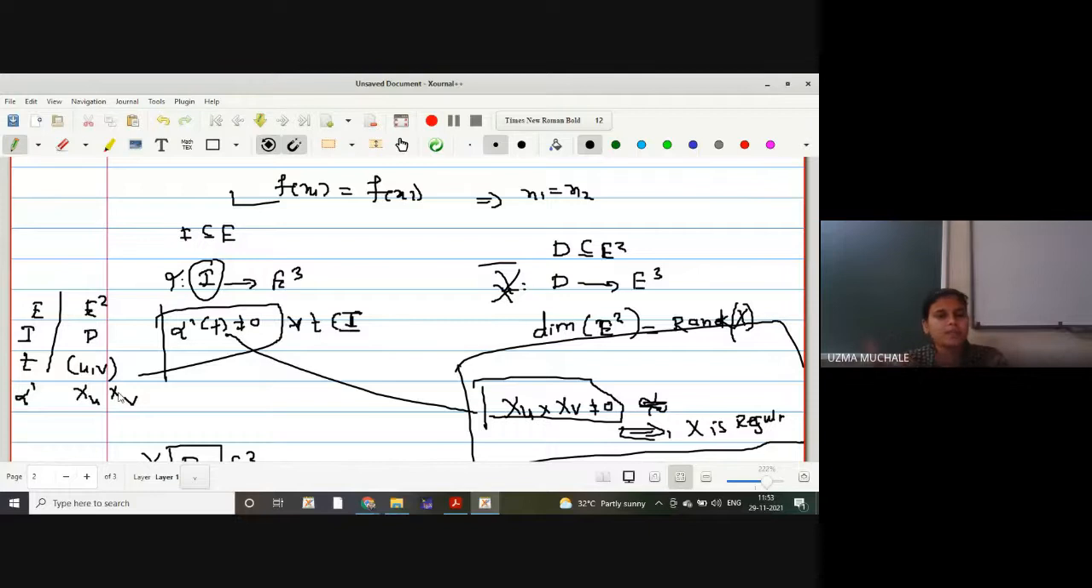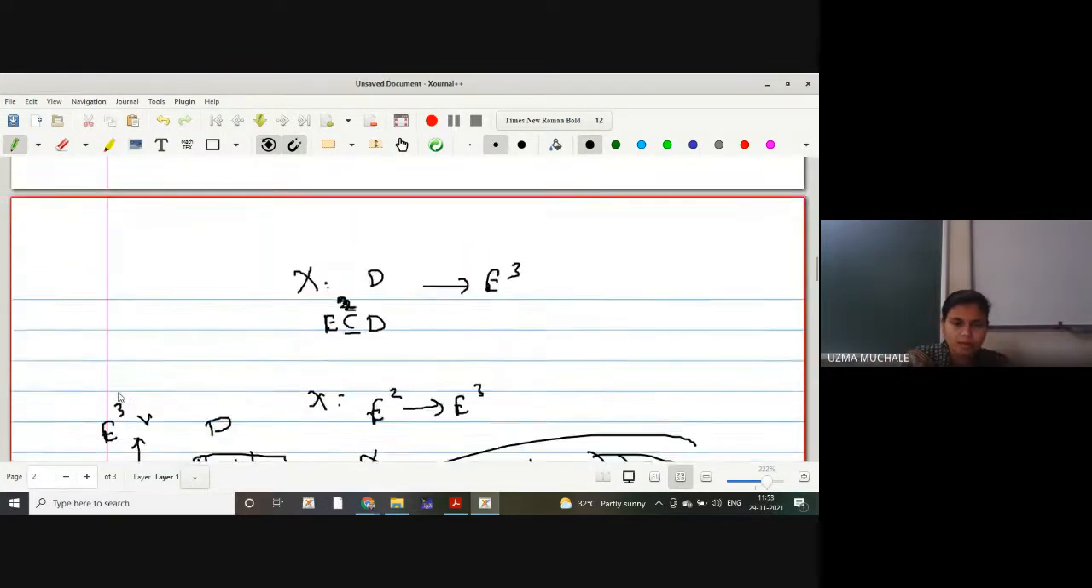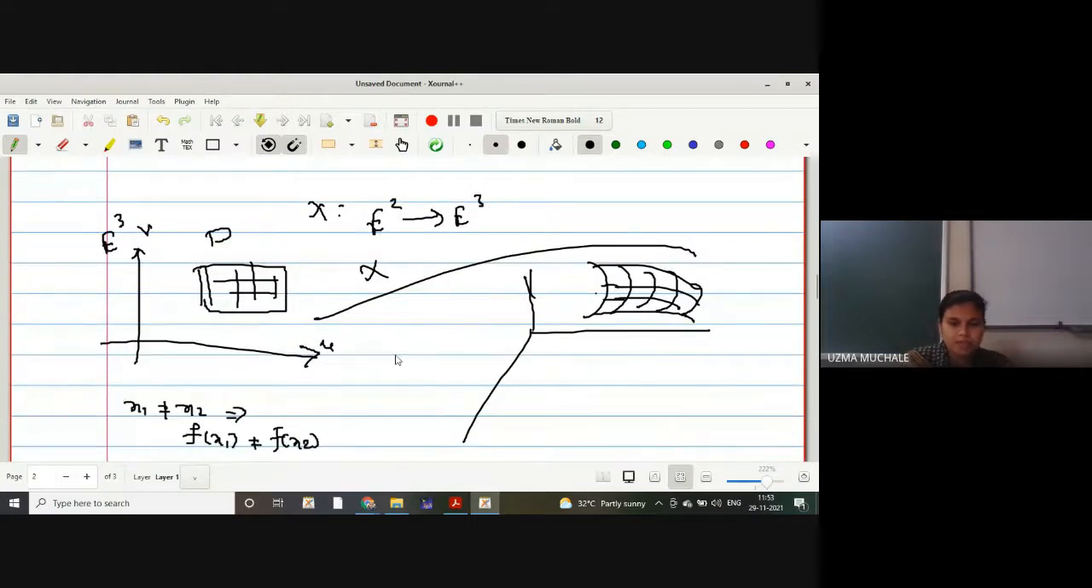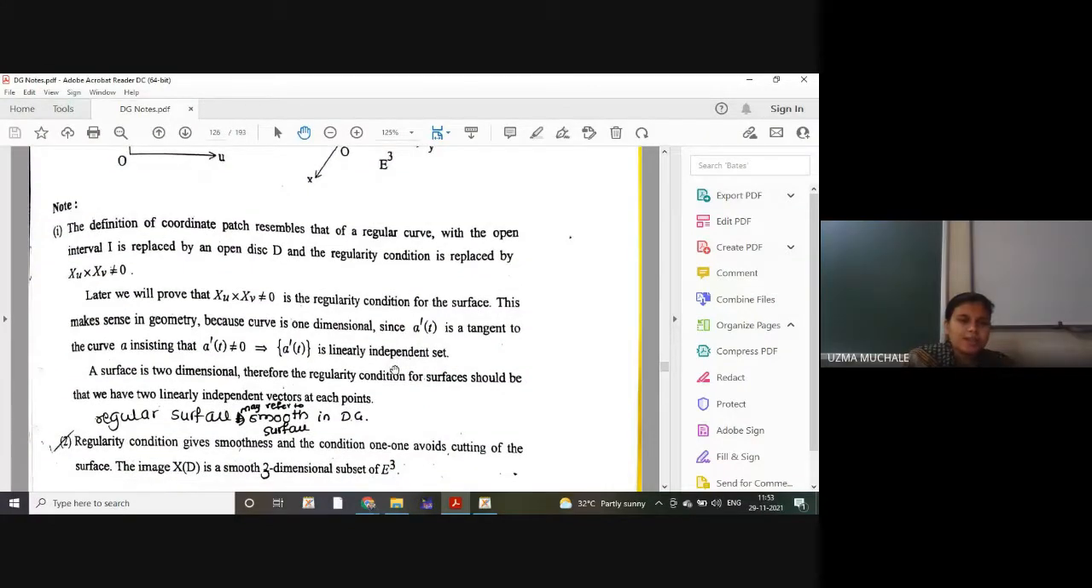So in a very similar way, in this condition the mapping being 1-1 ensures that there is no cutting of the plane, and regularity ensures that your curve, or whatever object you are getting, is smooth. Everything okay up to now? Yes, ma'am. So you can see the definition of a coordinate patch resembles the definition of a regular curve. Why this is so, I have told you in detail.